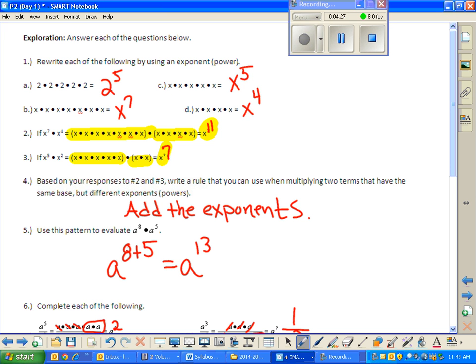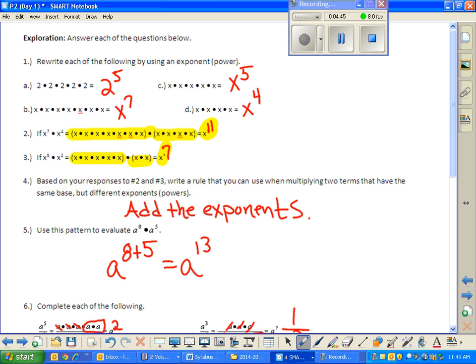So moral of the story, what do you do when you multiply like bases? What are you supposed to do with your exponents? You should add them. So make sure you have that response recorded down in your notes. I do see quite a few of you had it in even more detail than I did, but basically we just add the exponents together.